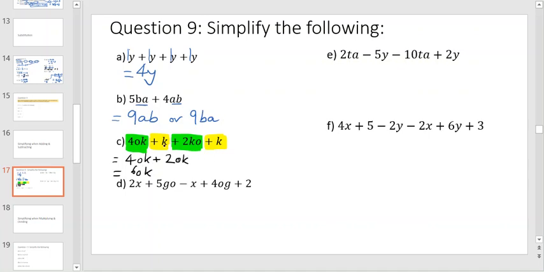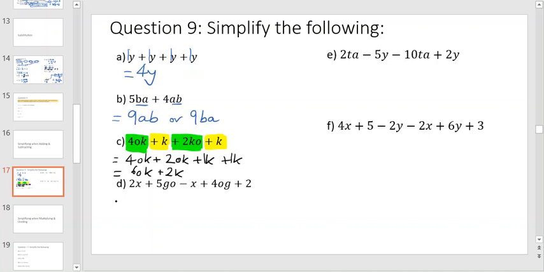So I'm going to keep writing now my K's. I've got plus K here, or 1K plus another K. We know there's an invisible 1 there. And we know it's a positive 1. So what's 1 plus 1? 1 plus 1 is just 2. Or I can say plus 2 because it's positive 2K. So your answer would have been 6OK plus 2K.